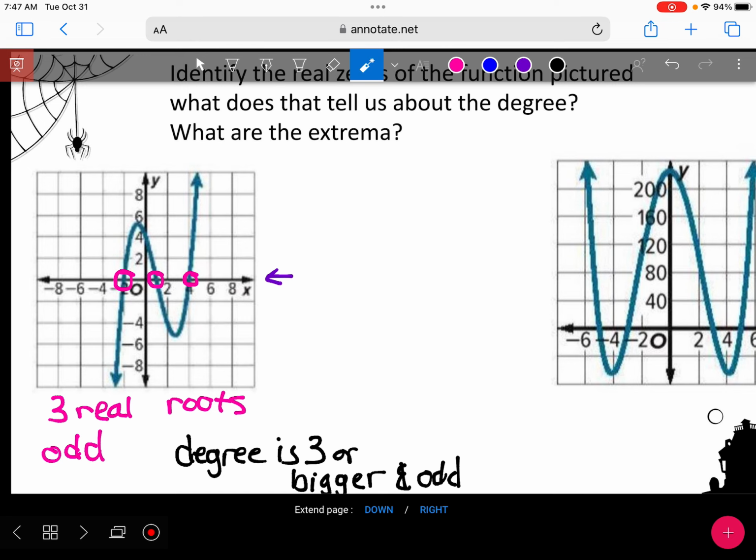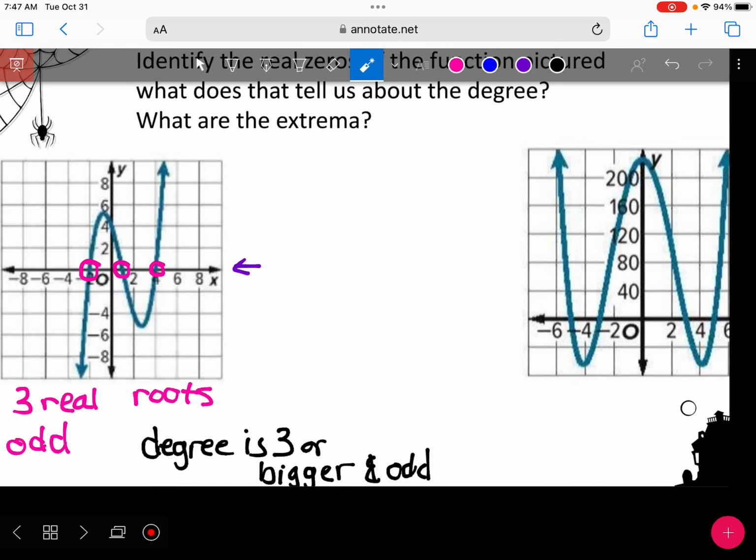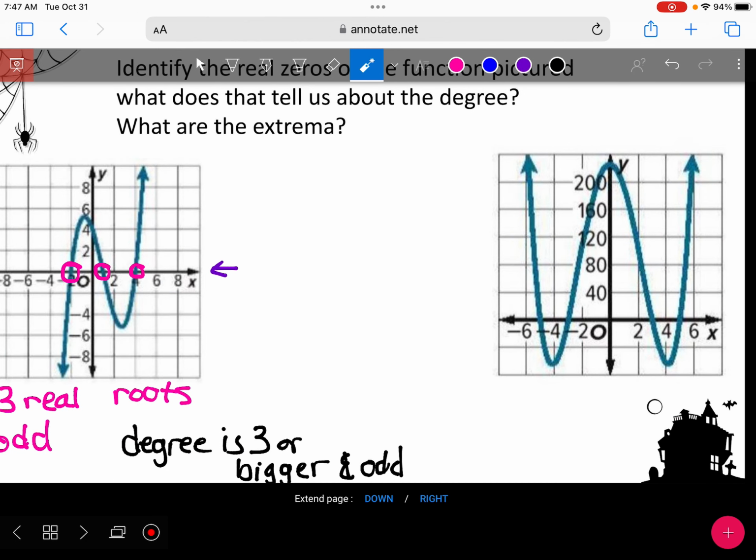We're going to do the same thing on the right. That's all we're doing with these: how many roots? What does that tell us about the degree? So how many real roots does this right one, the W-shaped one, have? 4. 1, 2, 3, 4. 4 roots. Is this going to be an even function or an odd function? Even. How can we tell?